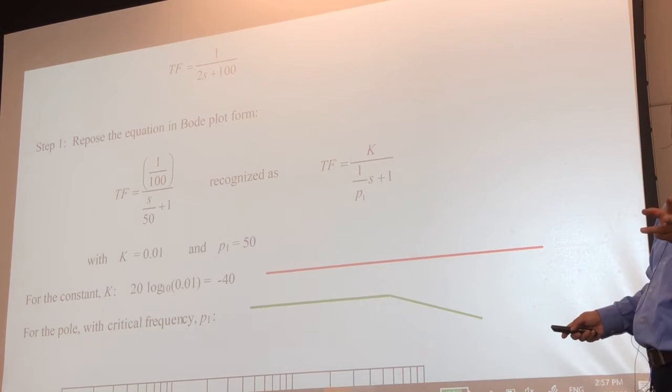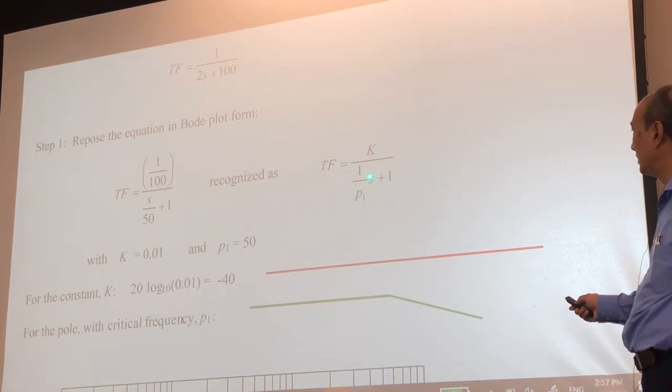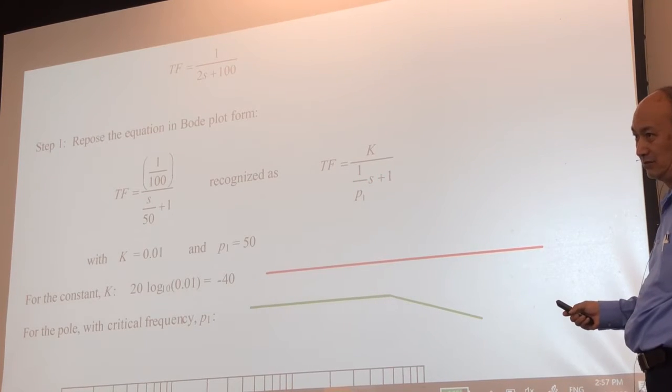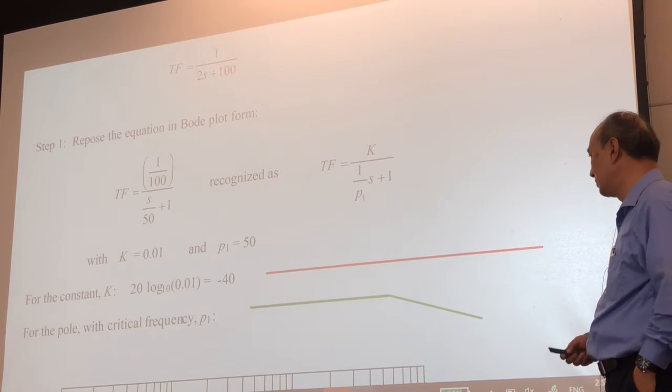I said corner frequency, he said critical frequency. Yes, it is P1, okay? Then this term will be j omega over P1 plus 1. At this point, it's j omega over P1 plus 1, okay?